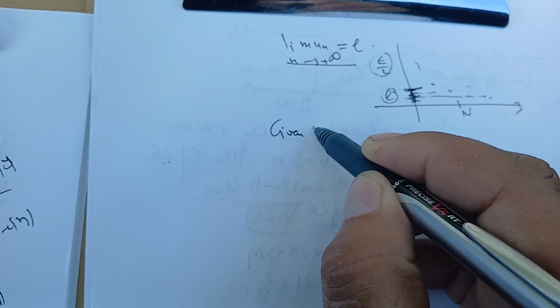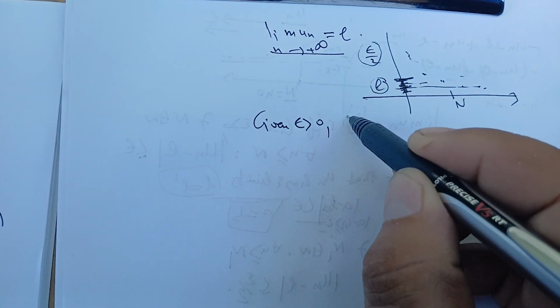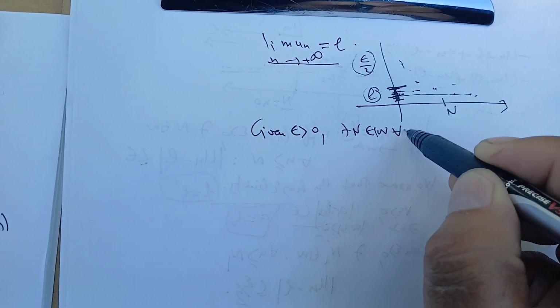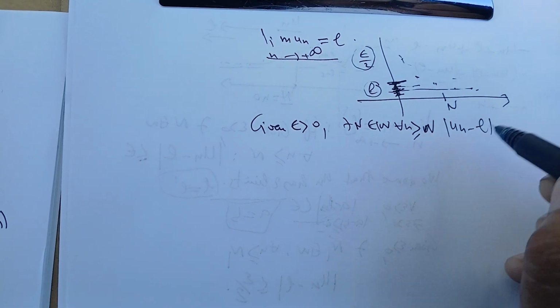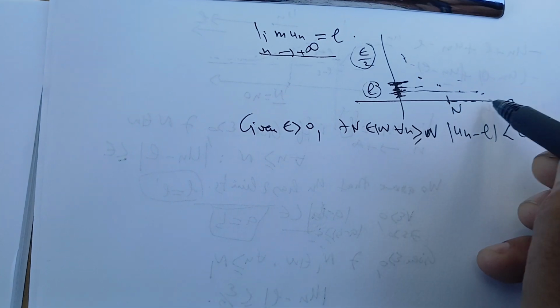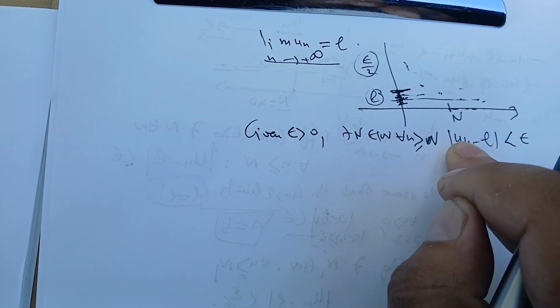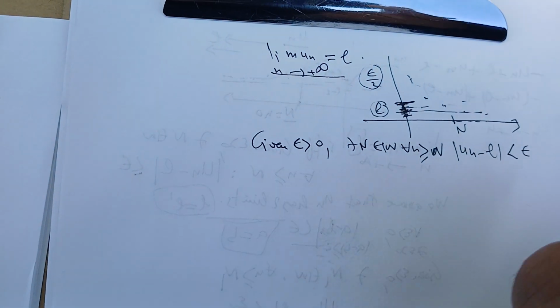Okay, that means that given any positive number epsilon, there exists an N in the naturals such that for all n bigger than this N, we will have |un minus L| is less than epsilon. So starting from here, beyond this one, the distance between un and L is less than epsilon. So this distance here will be very, very small.